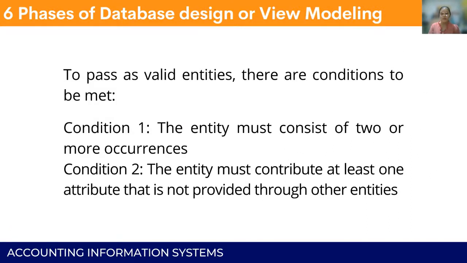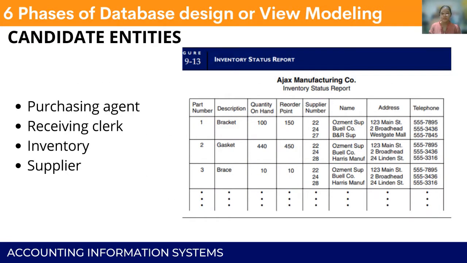And to pass as valid entities, there are conditions to be met. First condition, the entity must consist of 2 or more occurrences. Second condition, the entity must contribute at least one attribute that is not provided through other entities. And there are a number of candidate entities. First is the purchasing agent. If the organization has only one agent, then it fails condition 1. But if more than one agent exists, condition 1 is met, but condition 2 may be a problem.